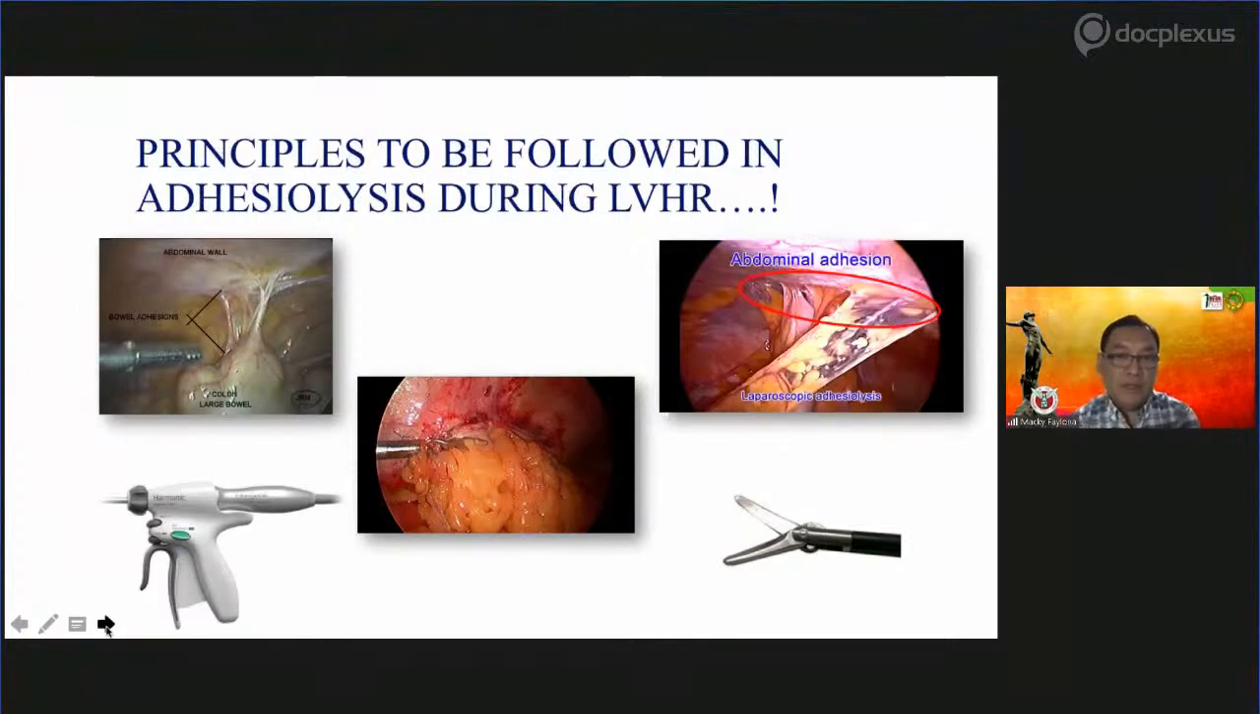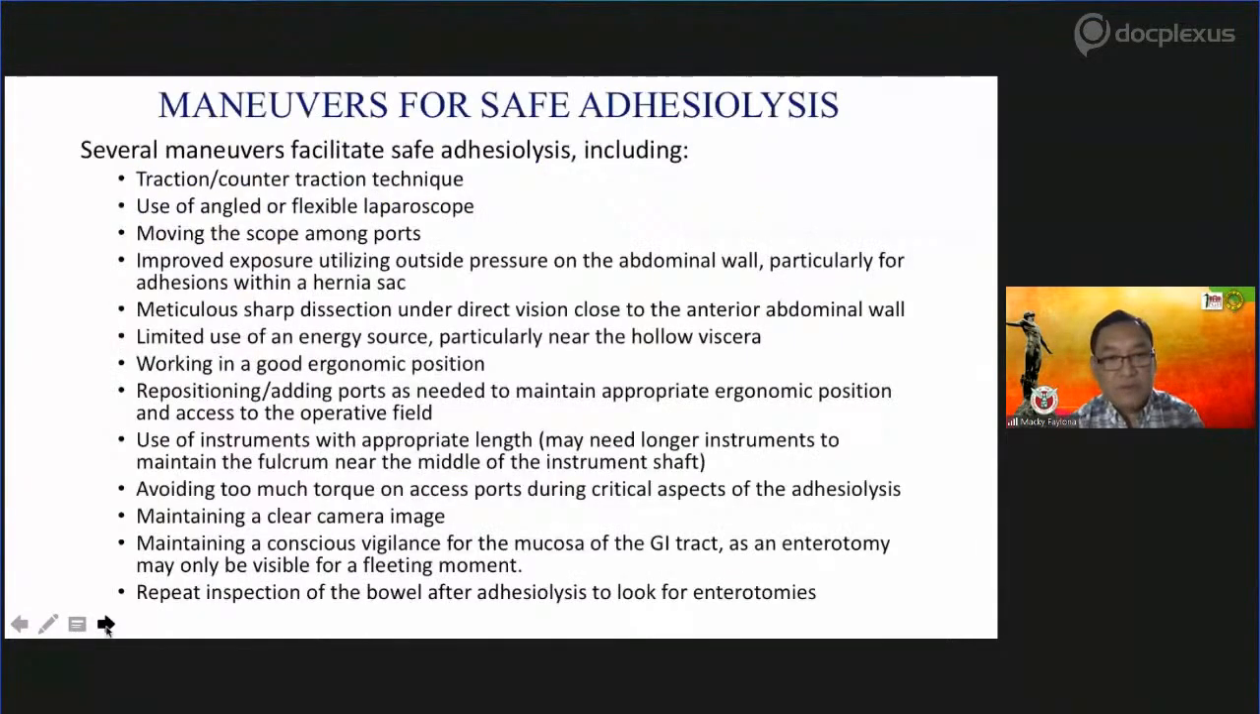I normally will not use thermal devices or advanced devices like harmonic, unless I'm pretty sure that what I'm cutting is just the omentum or fat. And I try to shift the camera every now and then to see the different views, because sometimes you are cutting omentum but there's a bowel at the back and you won't be able to see it. So just follow the same principles as in open surgery. You use cold scissors to cut everything.